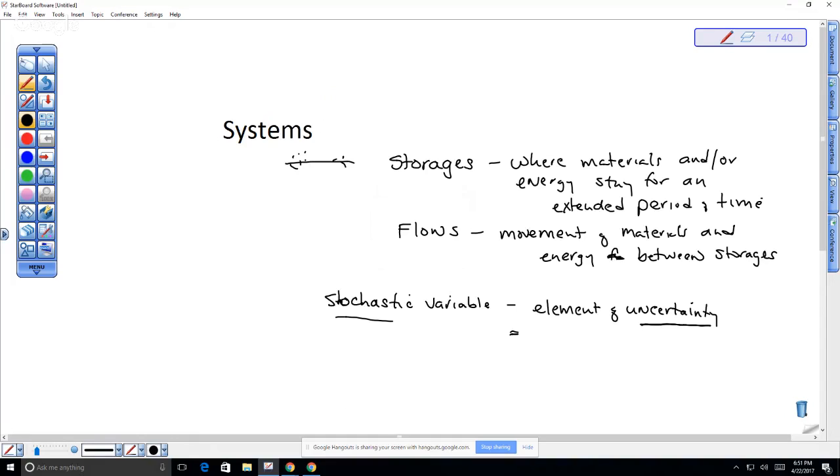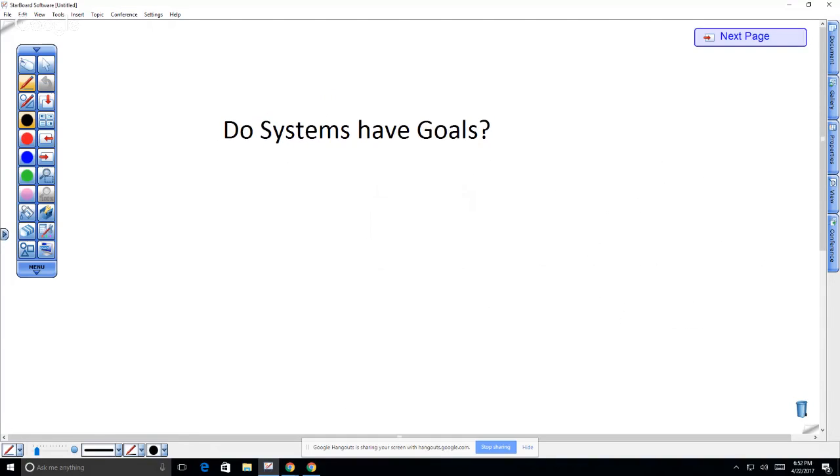But this does not mean that the system is unpredictable in its entirety or if it's chaotic, because there are certain things that govern systems. And so we can talk about whether or not systems have goals. So sometimes when we talk about biological systems, we talk about the goal of being able to survive and reproduce.